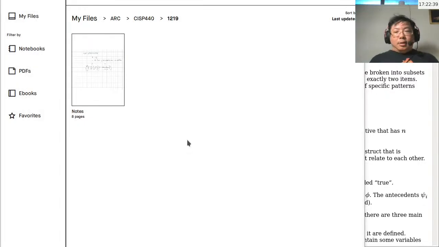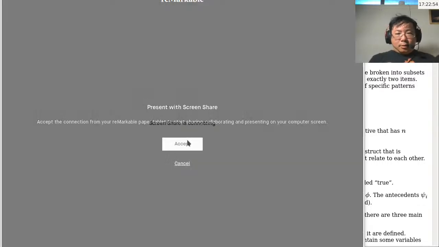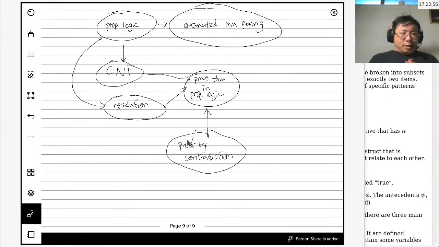You're not seeing the live screen yet because it somehow times out and I have to stop sharing and then reshare in order for it to register again. So it should ask me, yep, right there. Click OK. All right, so there we go.